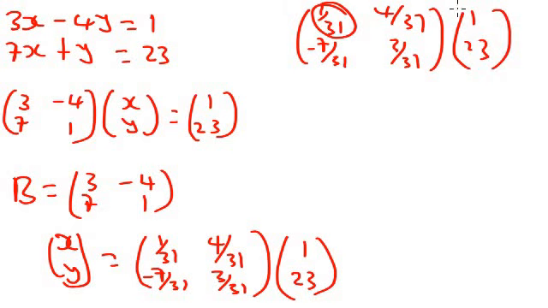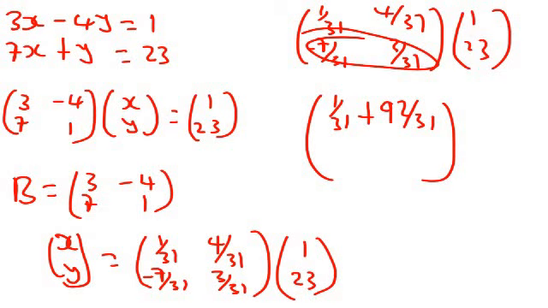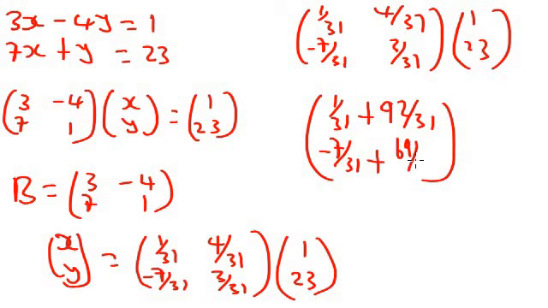So 1 over 31 times 1, that's 1 over 31. So we are adding that to 4 over 31 times 23. 4 times 23 will result in 92 over 31. So we are adding that together. Then for the other one, that will be negative 7 over 31 times 1. That will be negative 7 over 31, plus we have 3 over 31 times 23. That will result in 69 over 31.